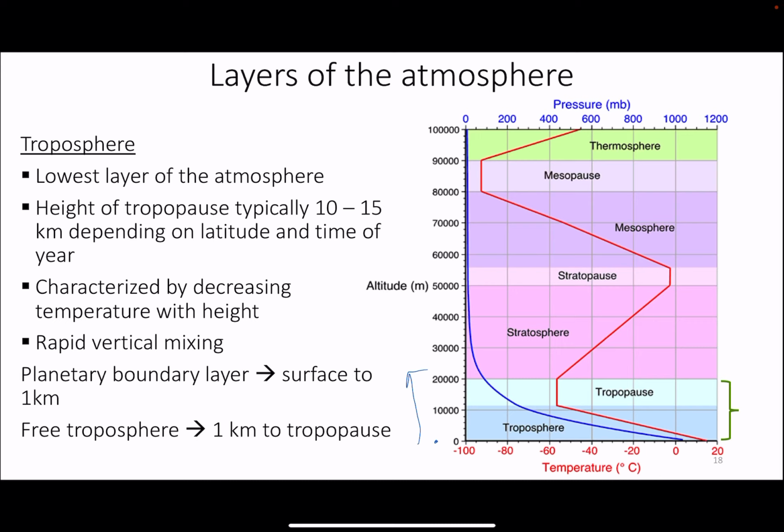And we split the troposphere into two different areas. We refer to the planetary boundary layer, which is the surface to about 1 kilometer. So that's like here, really low. And then above that, we refer to it as the free troposphere. And that's from 1 kilometer up to the tropopause.